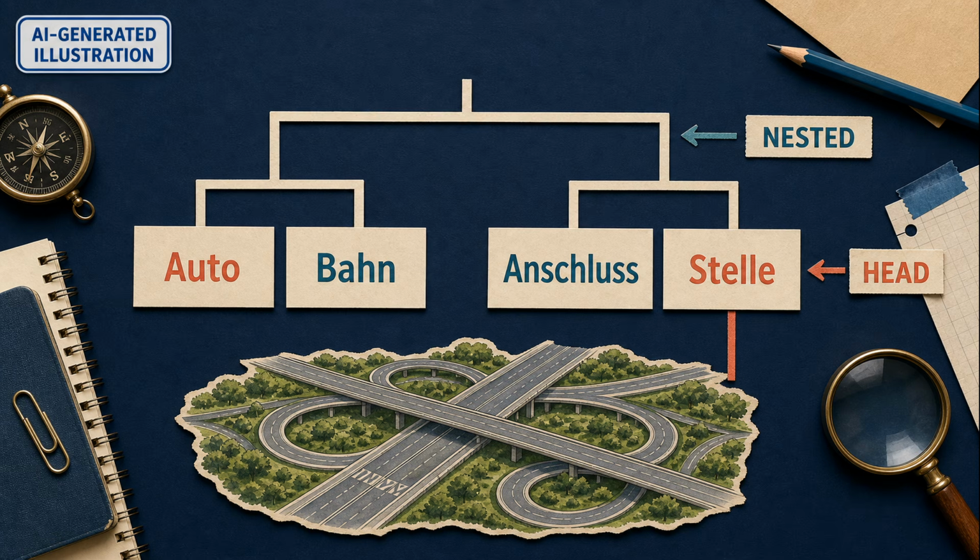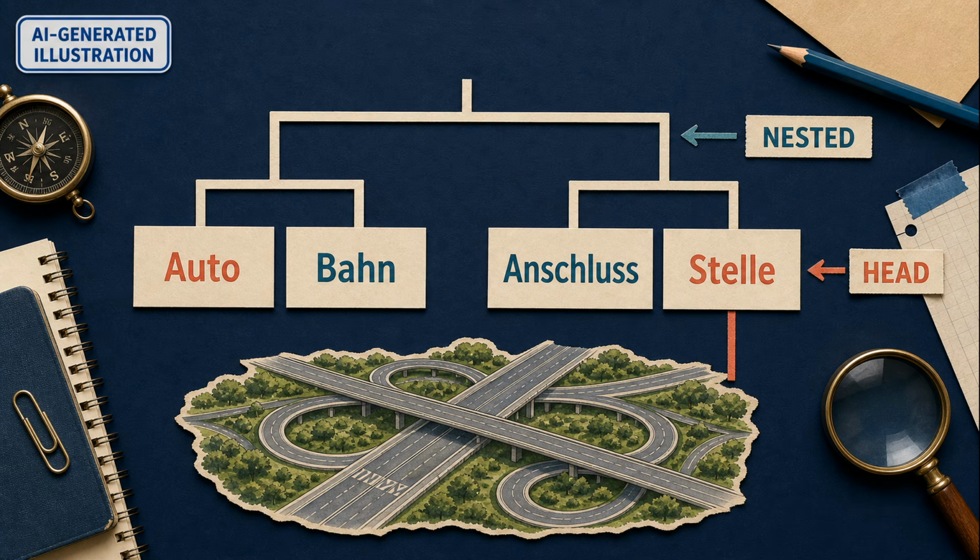The rightmost Stelle stays the head of the whole compound. Anschluss narrows the kind of place, and Autobahn narrows what it connects to. The exact English paraphrase is not a universal formula. Context and lexical knowledge finish the job. But the order of operations is stable. Find the head, split the nearest pair, then split any complex modifier.